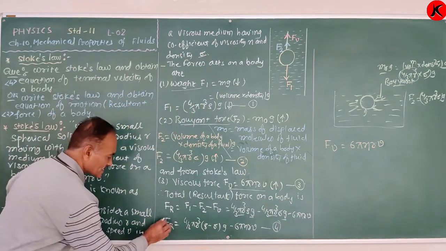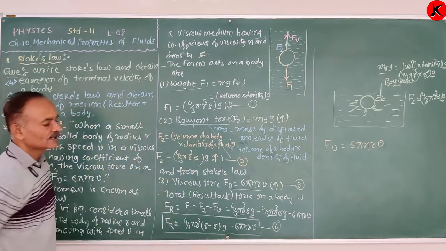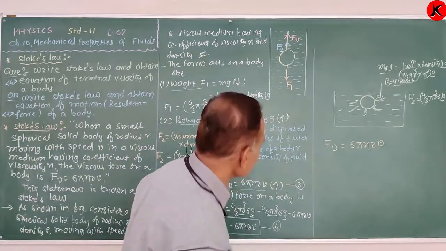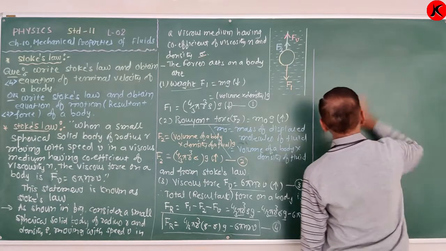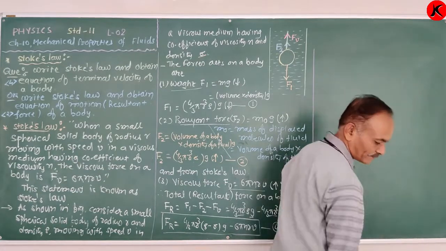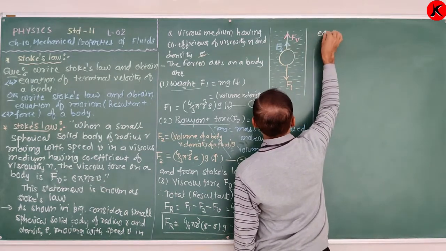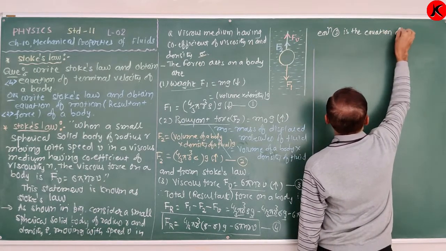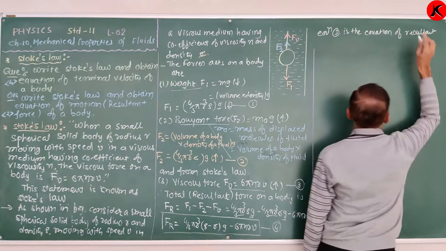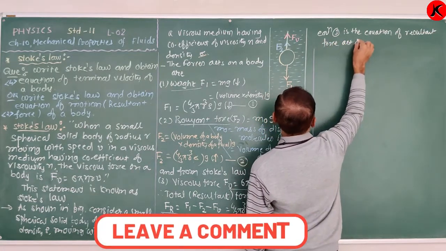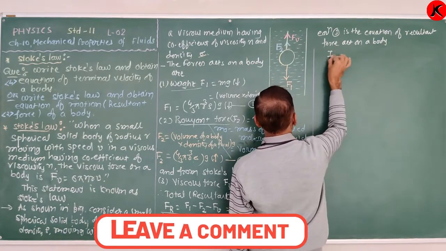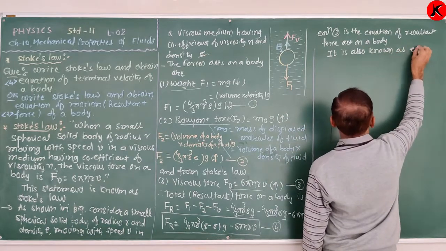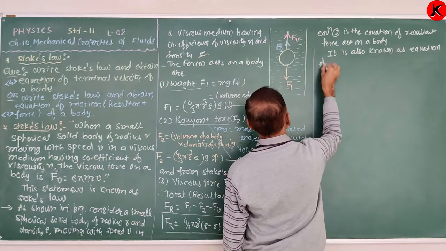Equation 4 is the equation of the resultant force acting on a body when it is moving in a viscous medium with the velocity v. Right? So equation 3 is the resultant force acting on a body, and that is known as the equation of motion of a body. It is also known as the equation of motion of the body.